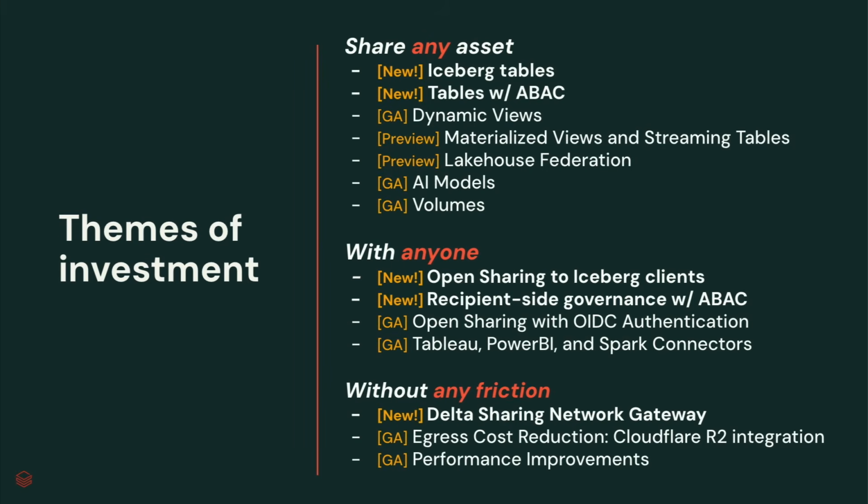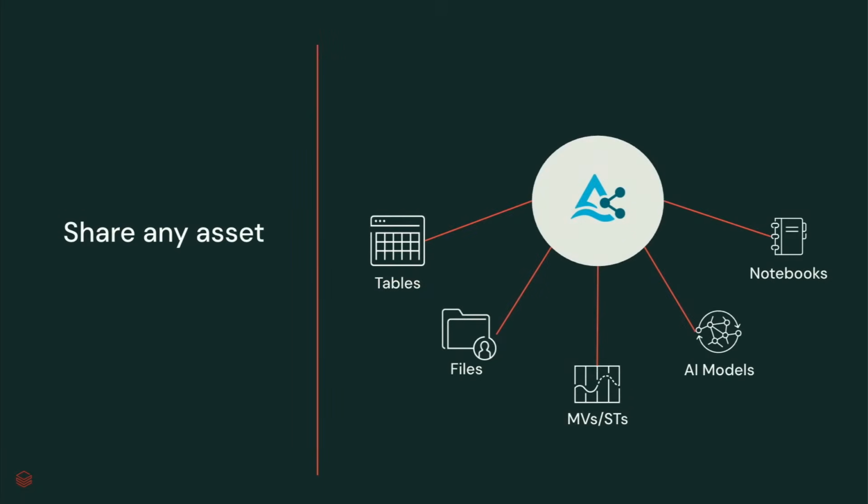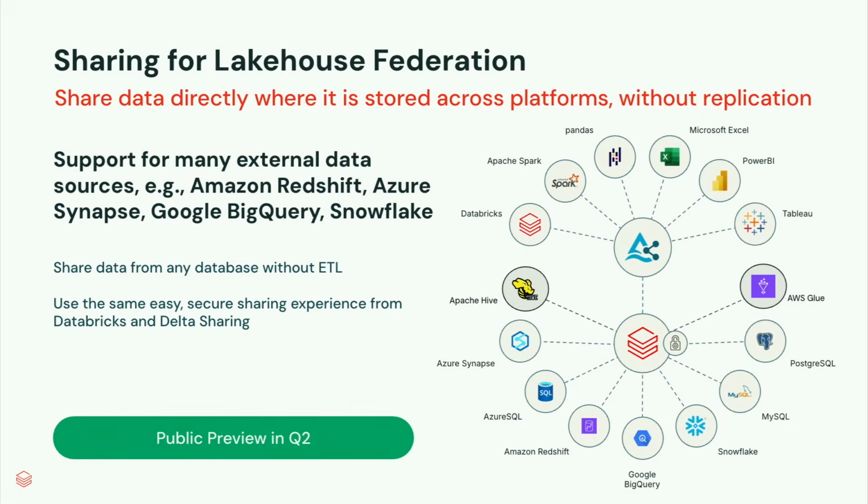We have a lot of awesome capabilities that we've introduced recently across these different themes. So let's dive into each of these. First, let's talk about sharing a diverse variety of asset types. I already mentioned that with Delta Sharing, you can share tables, files, notebooks, AI models. Now, we're happy to share that you can share even more diverse asset types using Delta Sharing. The first is through sharing for Lakehouse Federation.